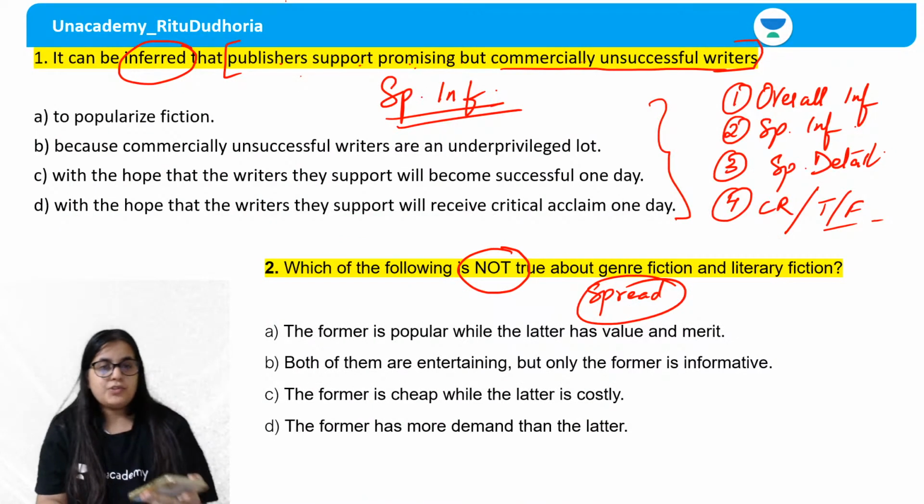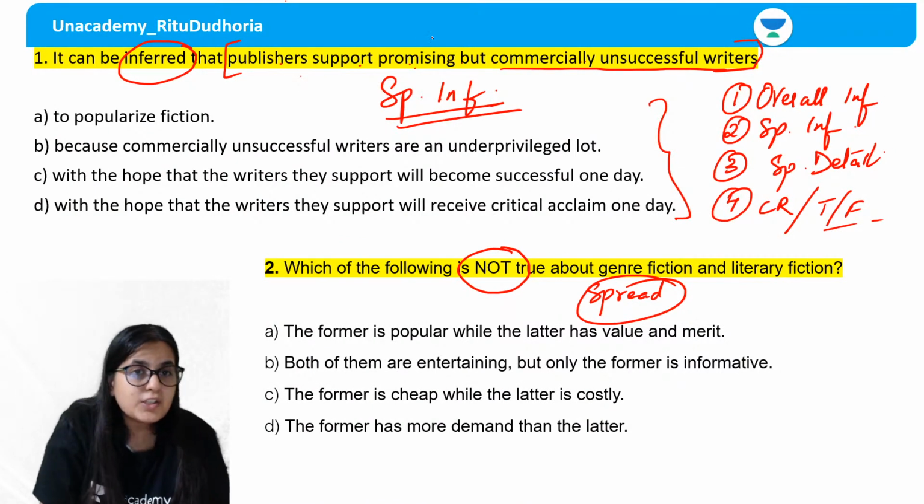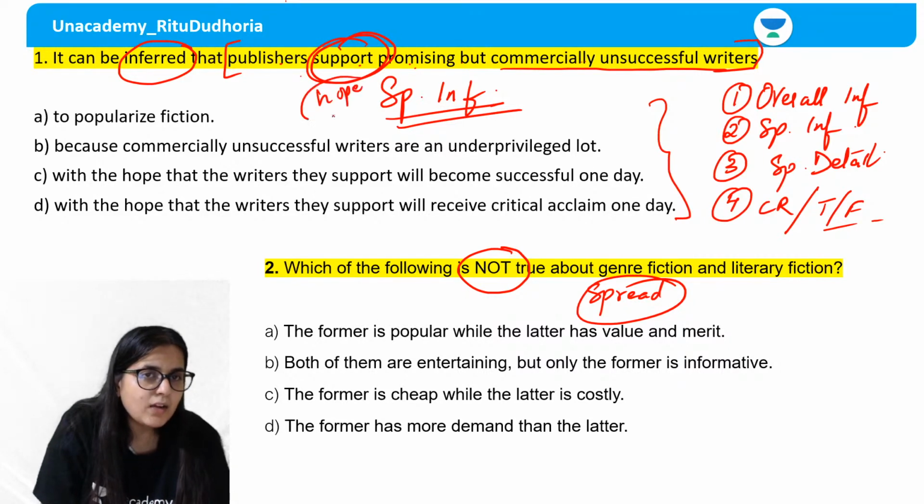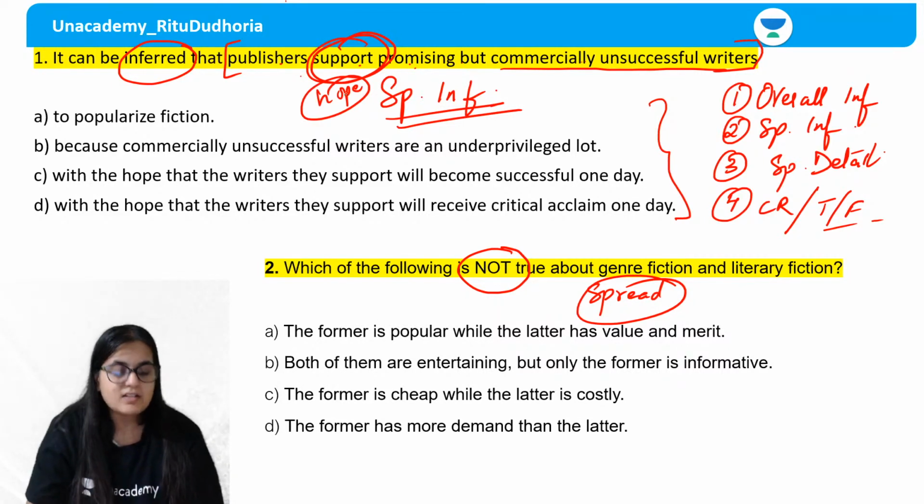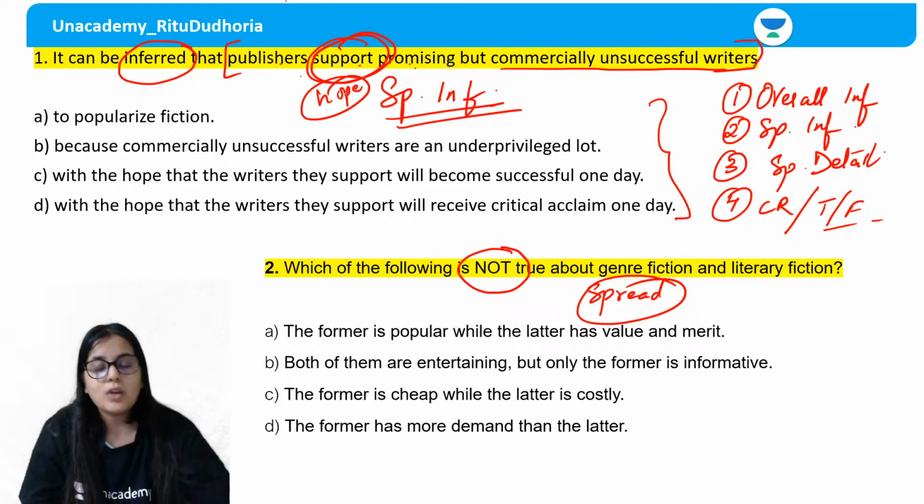Now, what is your answer option? If they do support them, what would their hope be? What do they look for from these writers? What would they want these writers to accomplish?